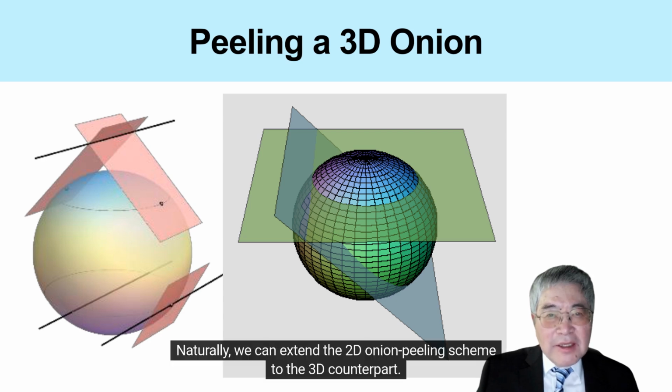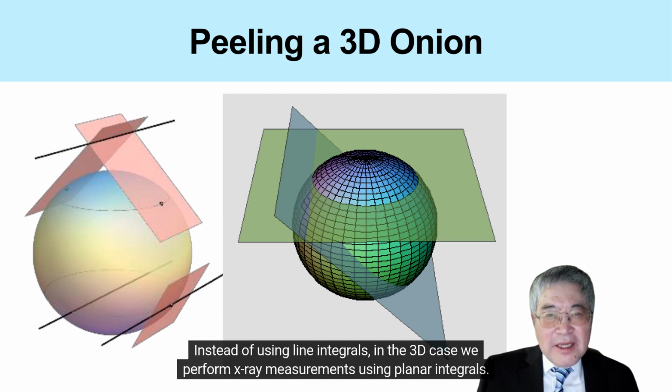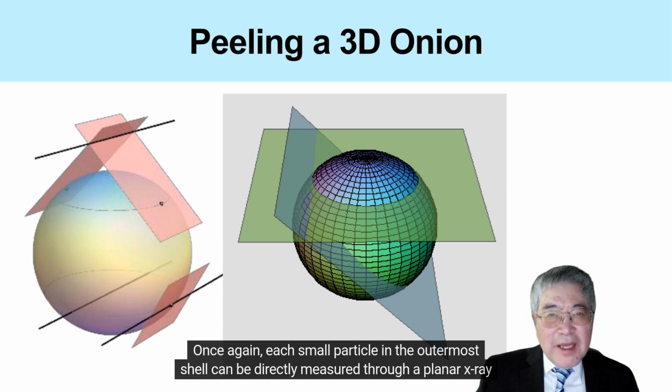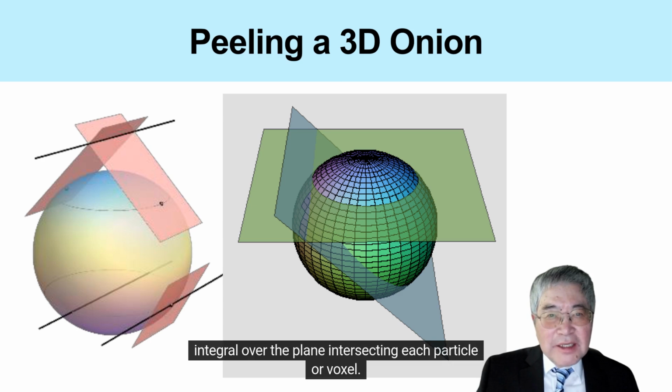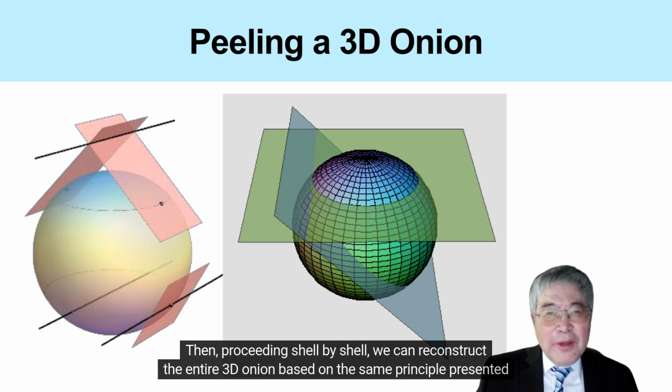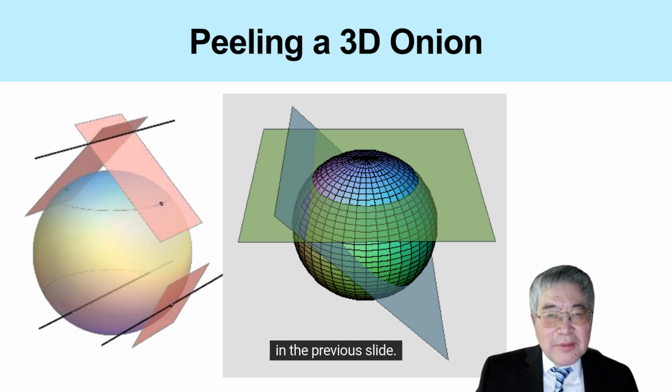Naturally, we can extend the 2D onion peeling scheme to the 3D counterpart. Instead of using line integrals, in the 3D case, we perform X-ray measurements using planar integrals. Once again, each small particle in the outermost shell can be directly measured through a planar X-ray integral over the plane intersecting each particle or voxel. Then, proceeding shell by shell, we can reconstruct the entire 3D onion based on the same principle presented in the previous slide.